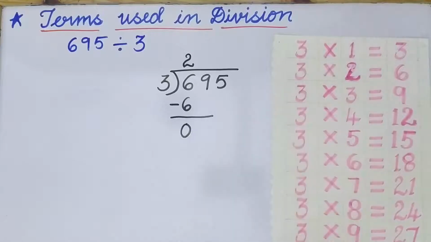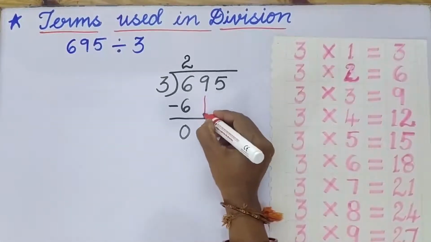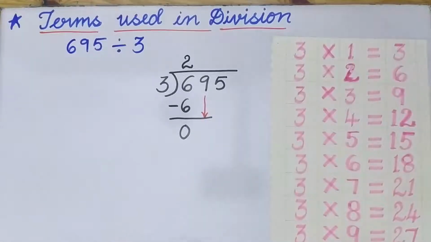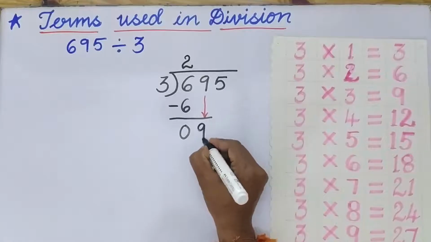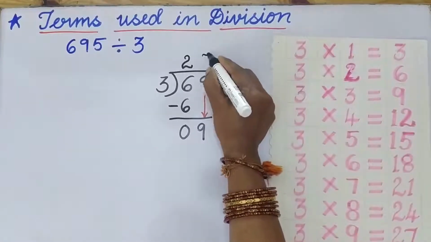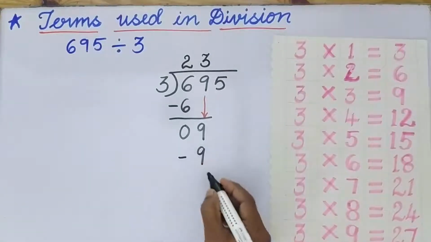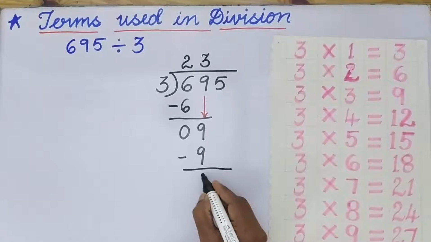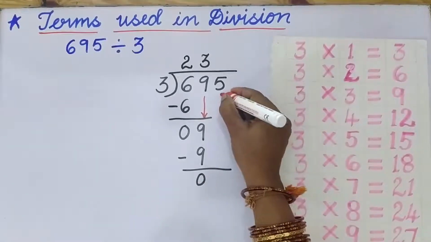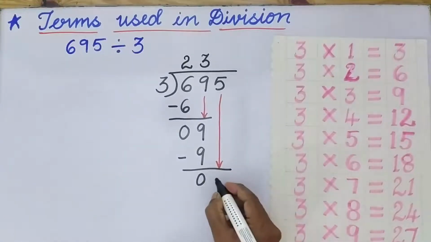Then what do we have to do next? Next step, we need to take down 9 here. Okay, so here we get 9. Then 3, how much are 9? 3 3s are 9. That should be written here, 9, then subtract again, and we get 0 here. Is that all? No. We need to take down 5. Then here we have 5.